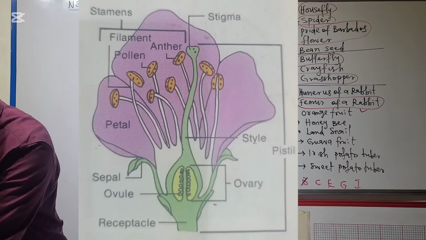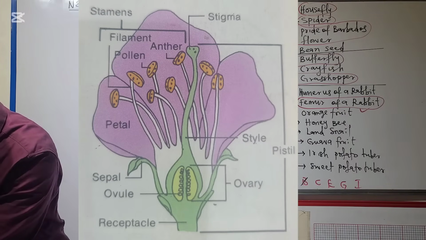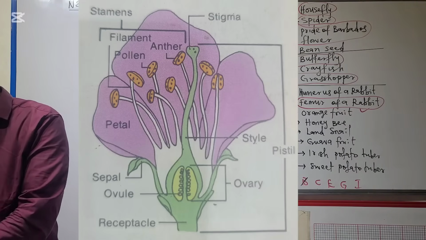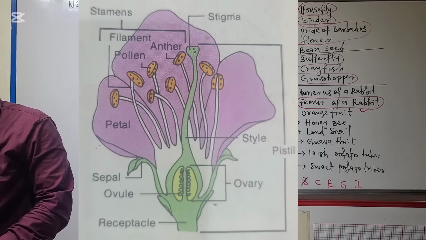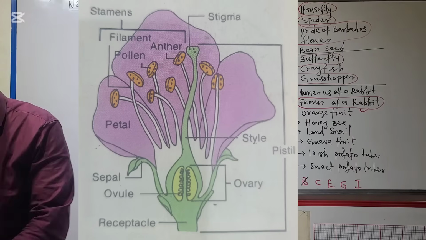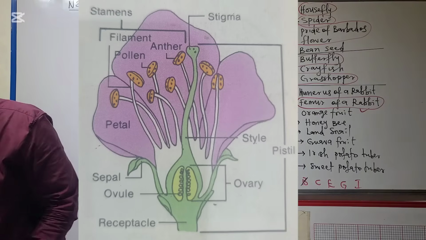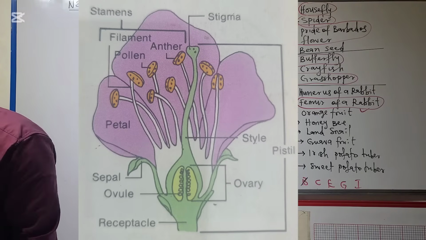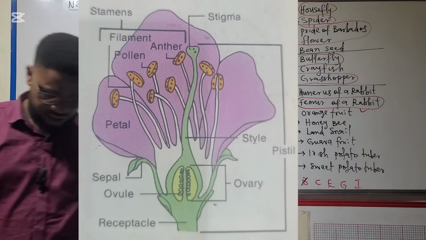You can see also the pistil, the stigma, the style, the ovary, the ovule. These are the female parts of the flower. It is otherwise called gynoecium. That is the part that receives the pollen grain. You can see the pink or purple petal. You can see the sepal. You can see the receptacle and the likes.